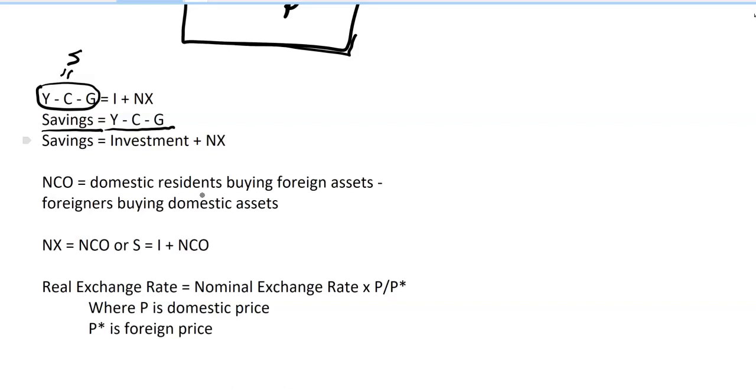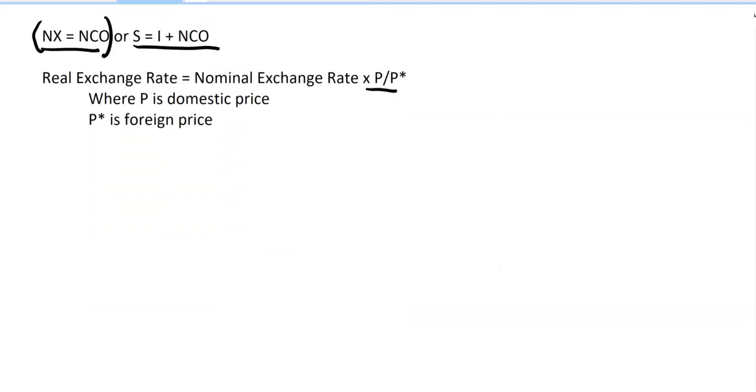Now we then introduced a new term called NCO, which is domestic residents buying foreign assets minus foreigners buying domestic assets. And so we are saying that NX now equals NCO, and plugging this value in here, we say savings equals I plus NCO. We also learned about the real exchange rate, which is equal to the nominal exchange rate times the domestic price over the foreign price. So these are all the things we learned so far.